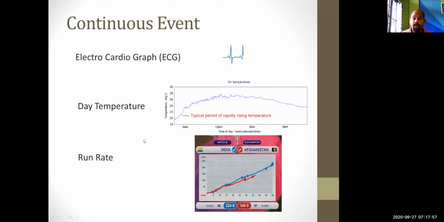Even the water level of a river is also a continuous event. Suddenly, water level never goes from top to bottom, bottom to top. So this kind of event is rare to see in nature. Run rate, if we consider the same cricket match, then run rate is a continuous event. You can see 2 graphs are there. Run rate sometimes goes up, sometimes goes down. So run rate is also a continuous event.